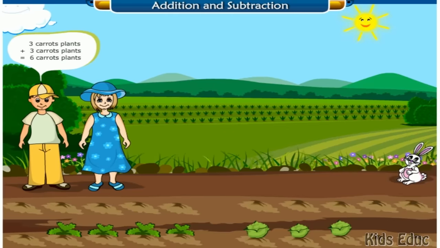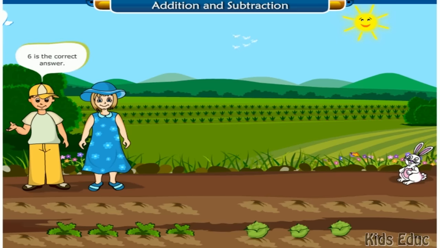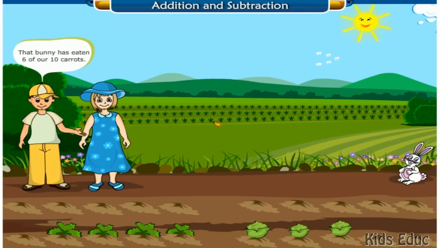Three carrot plants plus 3 carrot plants equals 6 carrot plants. 6 is the correct answer. That bunny has eaten 6 of our 10 carrots. He must be a very hungry bunny.